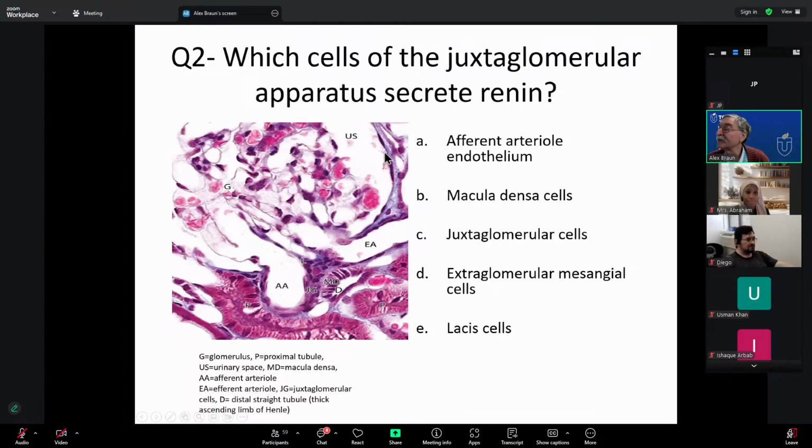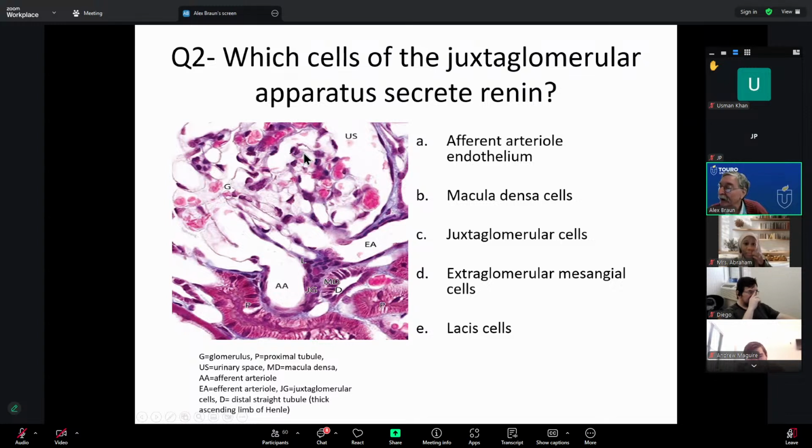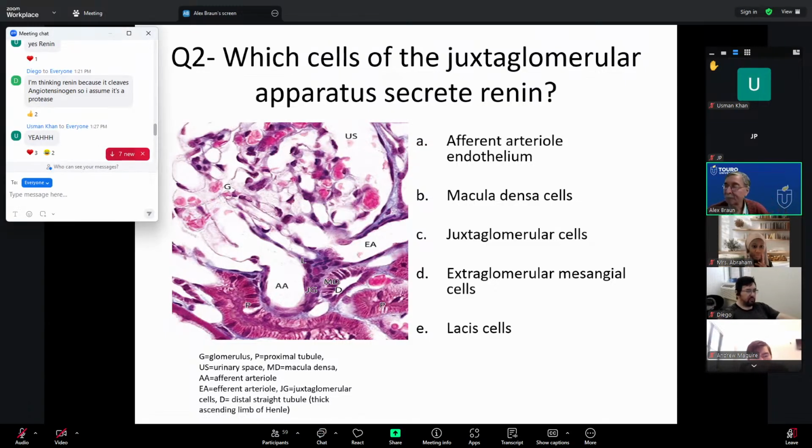Here's a Bowman's capsule. Here's the outer layer of Bowman's capsule, and then here's a urinary space. And this is a whole bunch of capillary loops forming a tuft, if you will. Here we have an afferent, labeled afferent arteriole. It's a bigger vessel, but thin-walled. Here's another bigger vessel, but thin-walled, an efferent arteriole. And they come together like this. They seem to form almost like a tent.